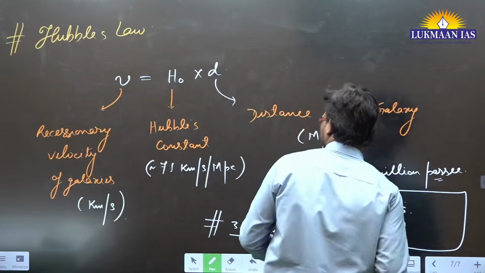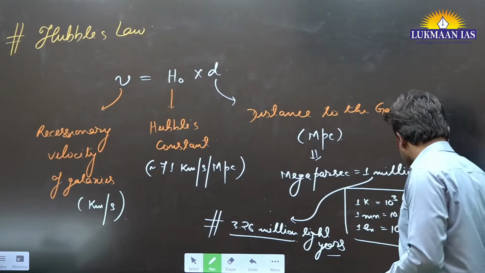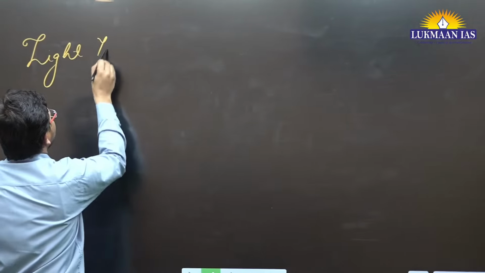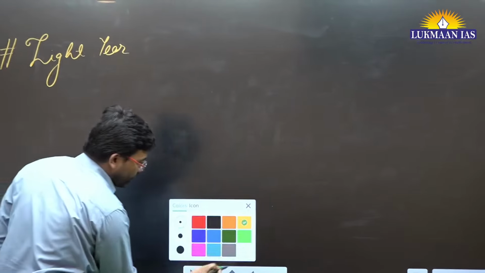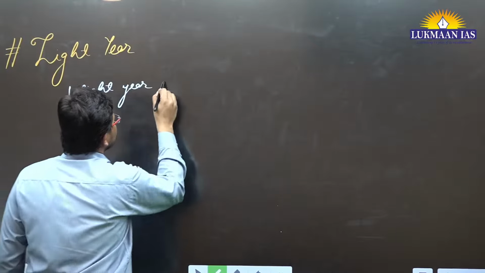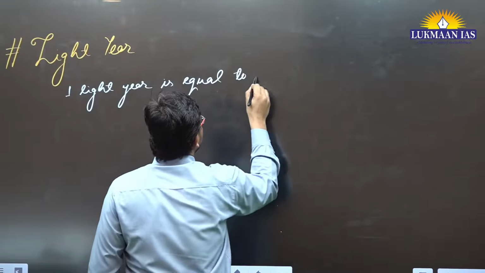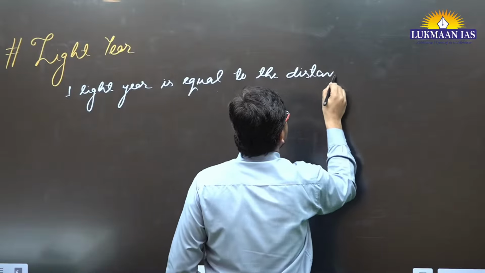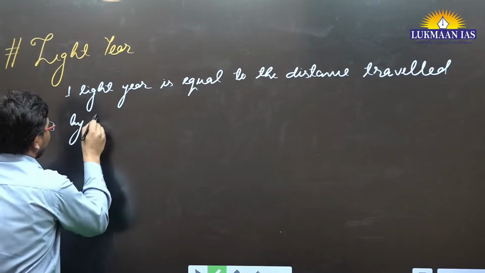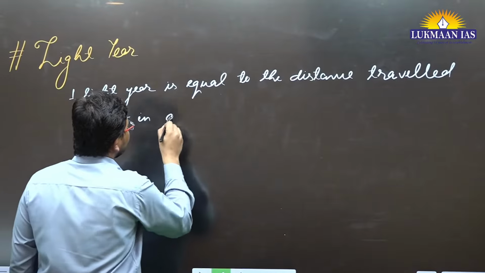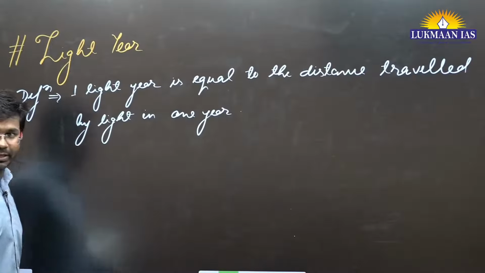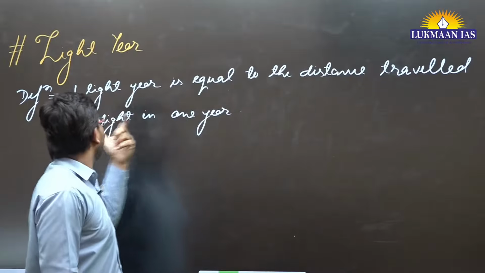Let us understand what we mean by light year before we go into understanding this particular thing. It is very important that we understand it. 1 light year is equal to the distance traveled by light in 1 year. This is the definition of light year. 1 light year is equal to the distance traveled by light in 1 year.